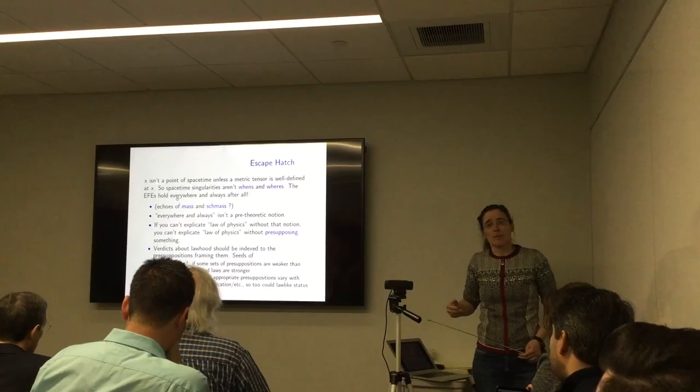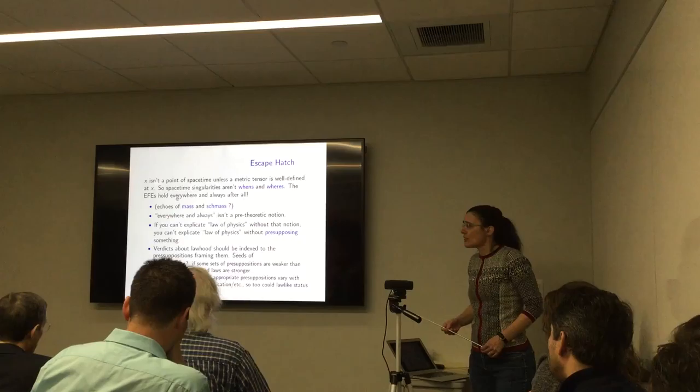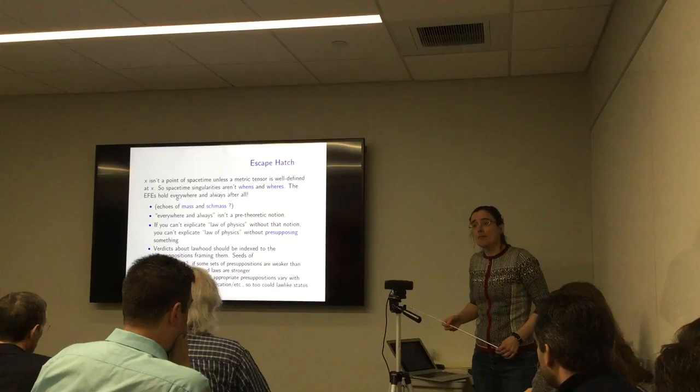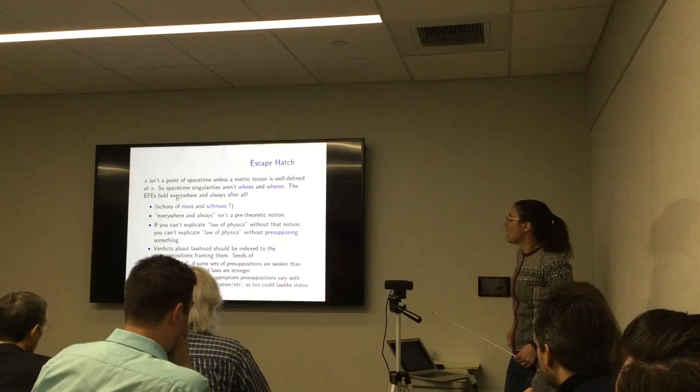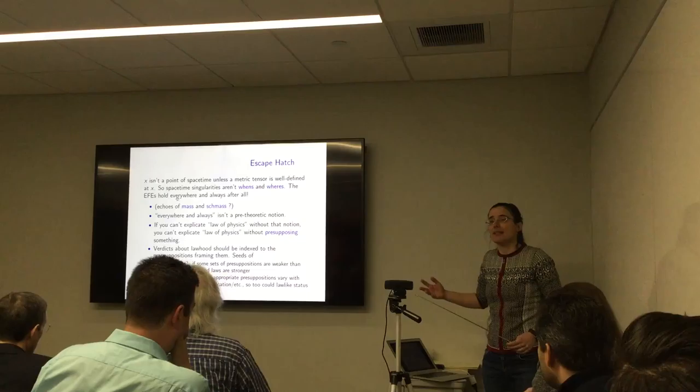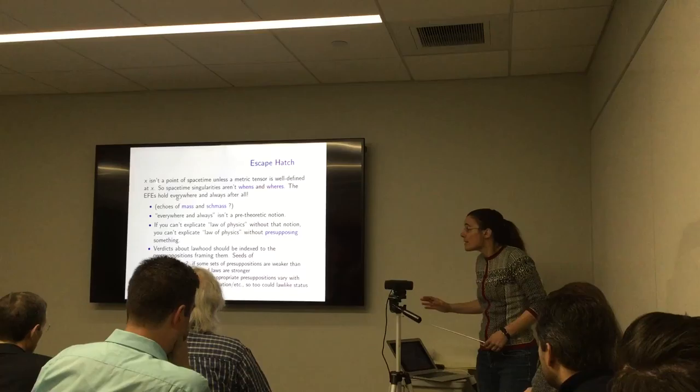One thing that points out is that 'everywhere and always', what takes the universal, isn't a theory-free notion. The physical theories we're talking about sometimes help frame an account of what it is to be an element of physical reality. And so you can't explicate what a law of physics is without some sort of account of what everywhere and always is, without some sort of account of universality, without presupposing something that isn't just mathematics.